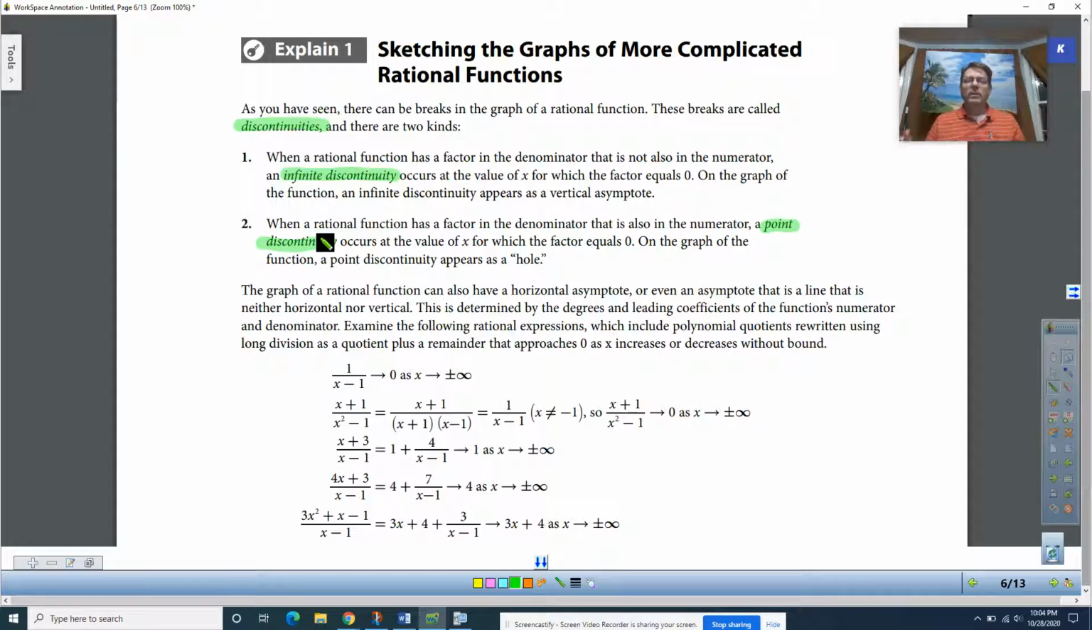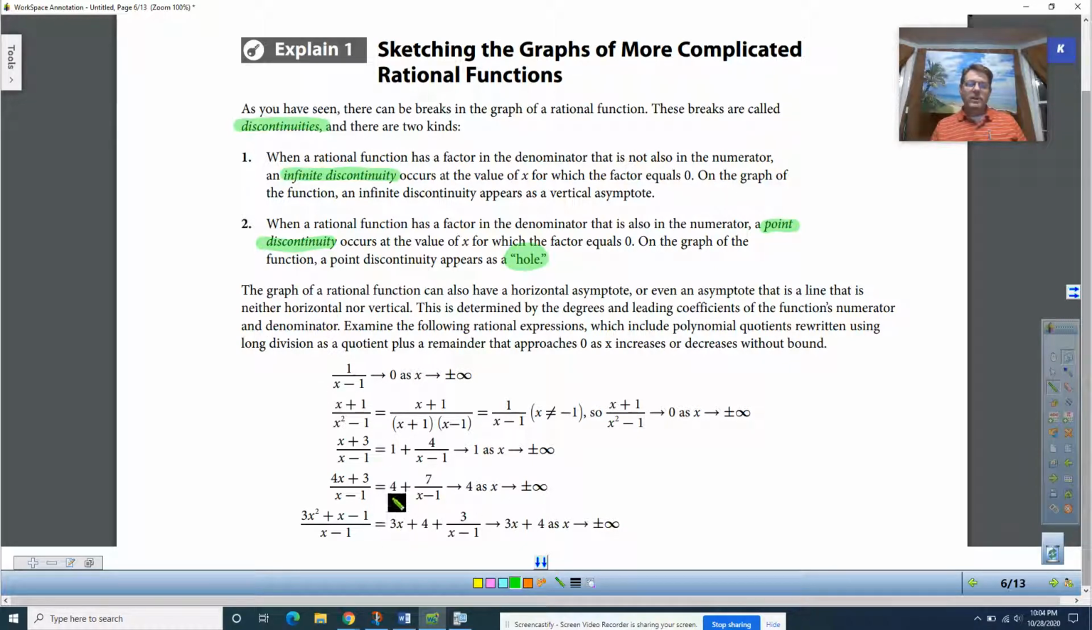So that ends up being what's more commonly called a hole. But the official name is point of discontinuity, and that will show up two videos from now, actually, and we've got an example of that. But let's go back to these degrees, okay?